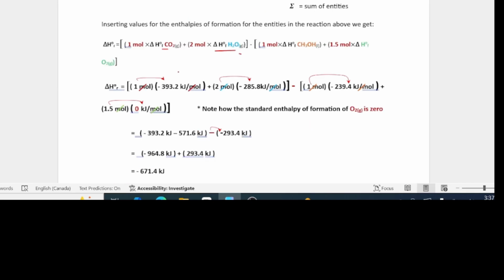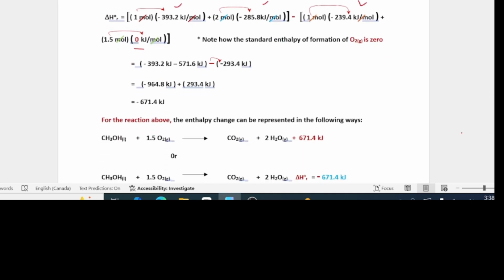Using a book of data, this is what is obtained for carbon dioxide. That is what it is for water vapor. This is methanol, but 0 for oxygen, because the standard enthalpy of formation for any element in its standard state is 0. So always remember that. So adding these together now, we end up with that amount of energy.